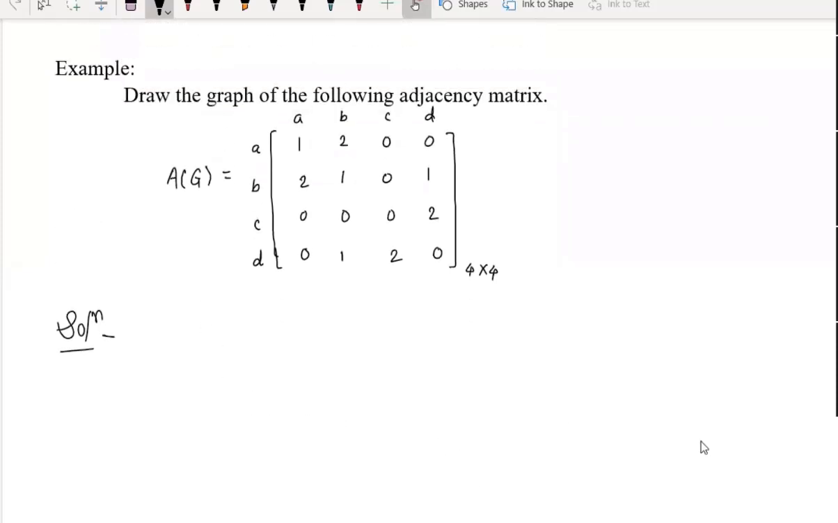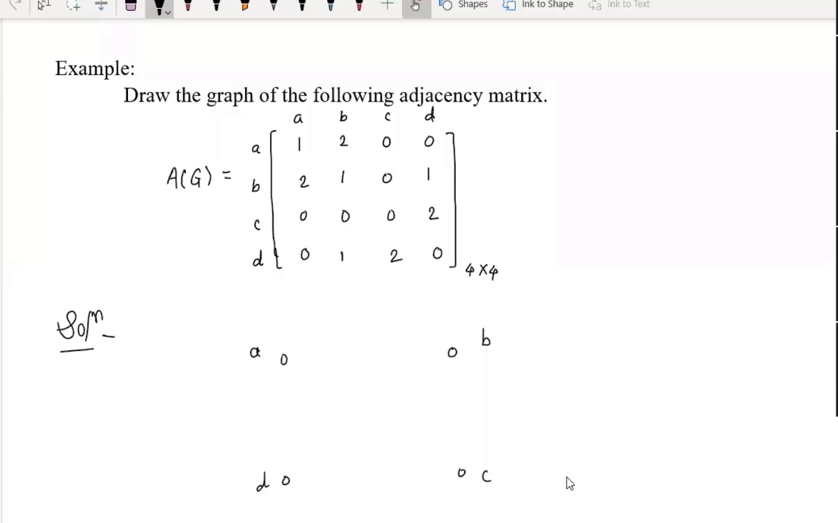Now first I'll take the positions of the vertices. You can take positions in any way. So this is vertex A, then this is vertex B, this one is vertex C, and this is vertex D. Now these 4 positions I'll take here. You can also take them in reverse order, that means A, B, C, D. So it doesn't matter. You can take the positions in your own way. That's why the graph will look different as per your positions of the vertices.